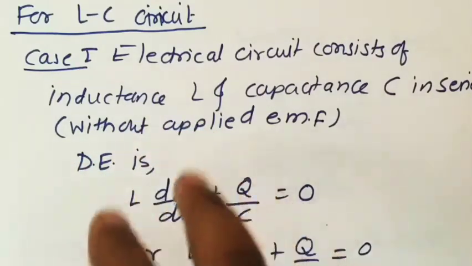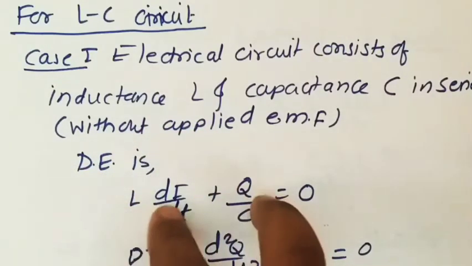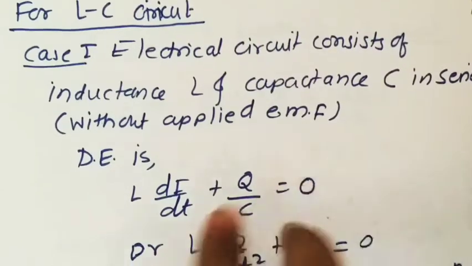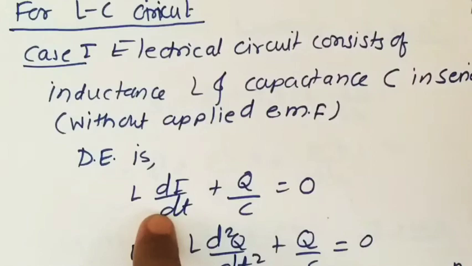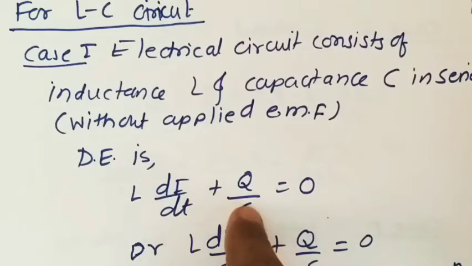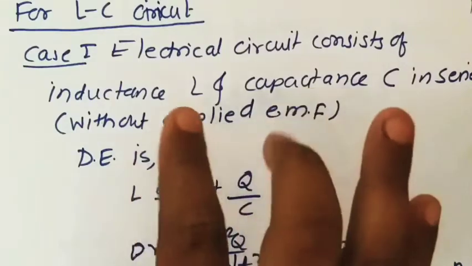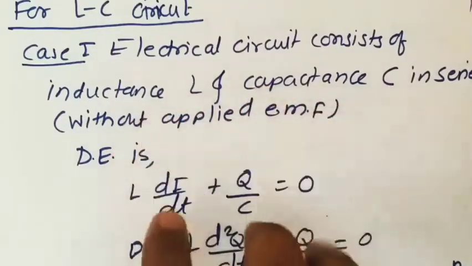Here we have added voltage drops. The algebraic sum of the voltage drops, if no external EMF, is equal to 0. This is the voltage drop across the inductance, this is the voltage drop across the capacitance, and they are in series. Therefore only the voltage drops across them we are going to consider.